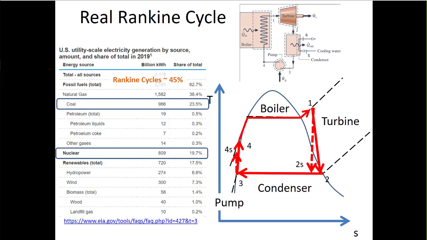As we said, Rankine cycles are what we're still talking about. We'll be talking now about an evolution of a Rankine cycle to try to improve efficiency, but they make up just about half, a little bit less than half, of the power that we generate here in the United States.